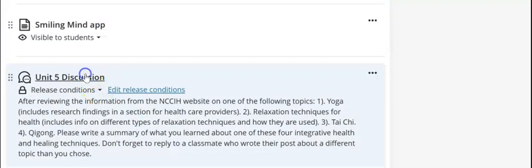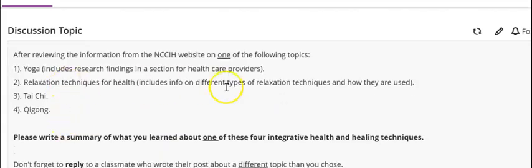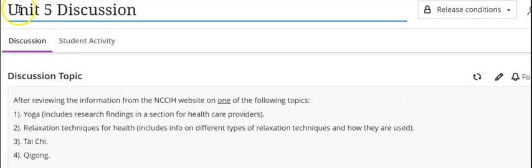And then the discussion board, we have kind of already talked about this, but you chose one of the following 4 topics. You read through it. Now write a summary about what you learned about one of the 4 integrative health and healing techniques. You are going to need to reply to a classmate. Please reply to a classmate who wrote their post about a different topic than you chose. That's assuring that you at least get information about 2 of the 4 integrative health techniques that I am asking you to look at this week.